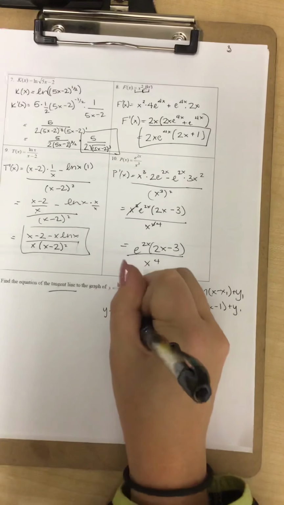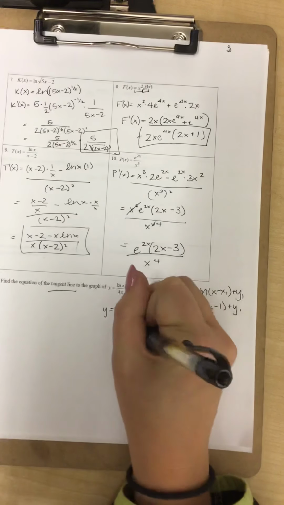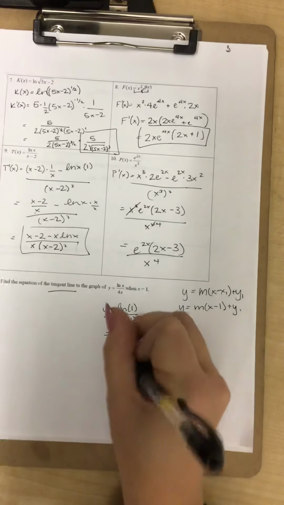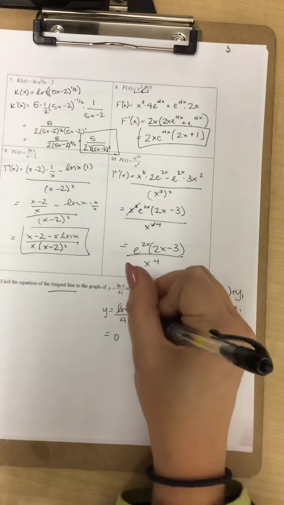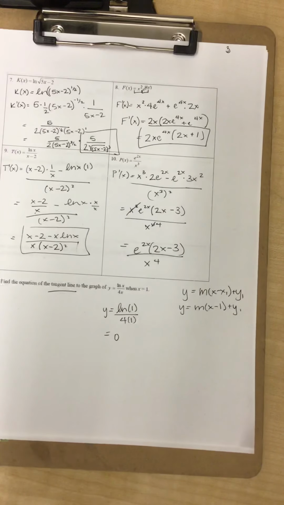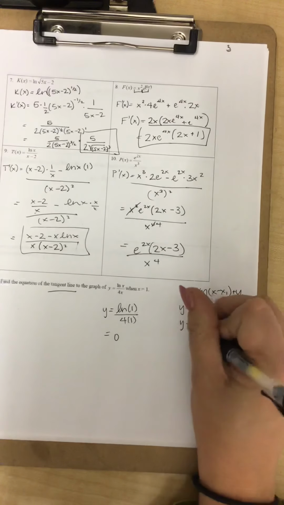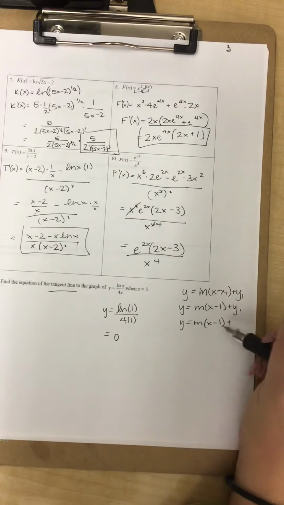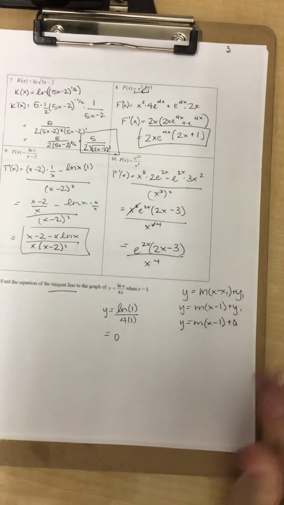So y equals the natural log of 1 over 4 times 1. Natural log of 1 is 0. Because remember, this is basically saying e to the what is 1. And anything to the 0 is 1. So that's why your answer is that. So 0 over 4, which is just 0. So y equals mx minus 1 plus 0. So we're going to get to leave that part out.